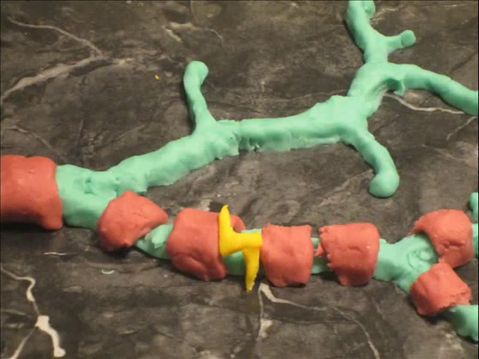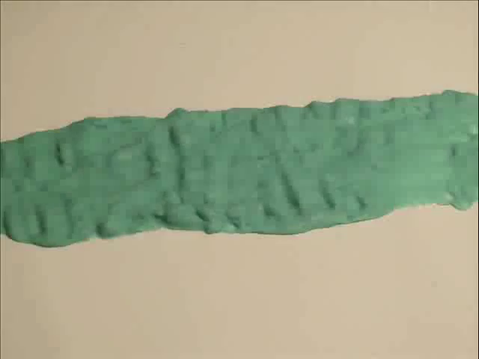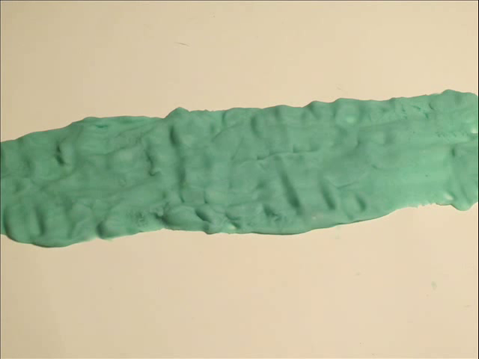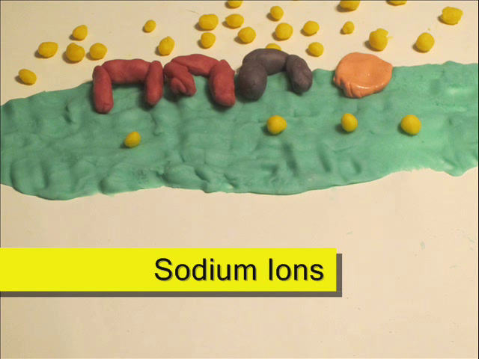You might be wondering how the action potential moves along the cell membrane. Let's take a closer look to find out. For simplicity, we'll consider one side of this portion of the green axon. From left to right, there are two sodium channels, a potassium channel, and a sodium ion pump. These yellow balls are sodium ions.